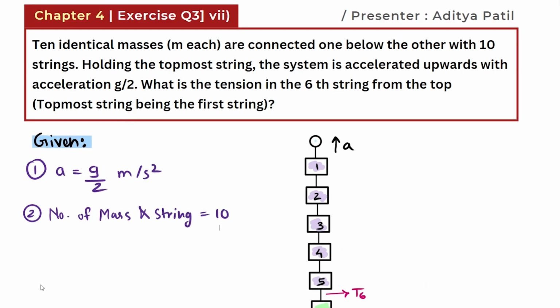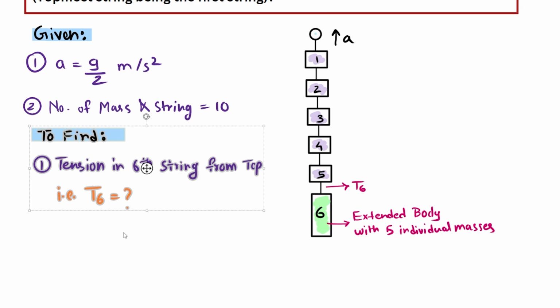So what do we have? We know that we are given the acceleration of the system. It is an upward acceleration, given to us as g by 2 meters per second square. The second quantity given to us is the total number of masses and strings involved in the system, that is 10. Based on these given values, we are required to calculate the tension in the sixth string, that is T6.